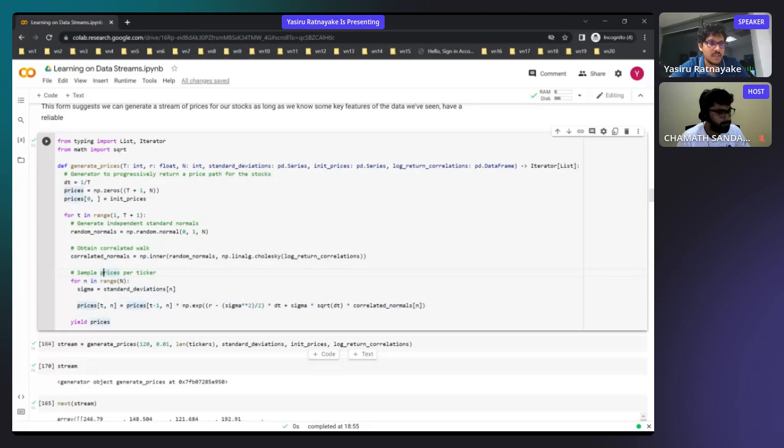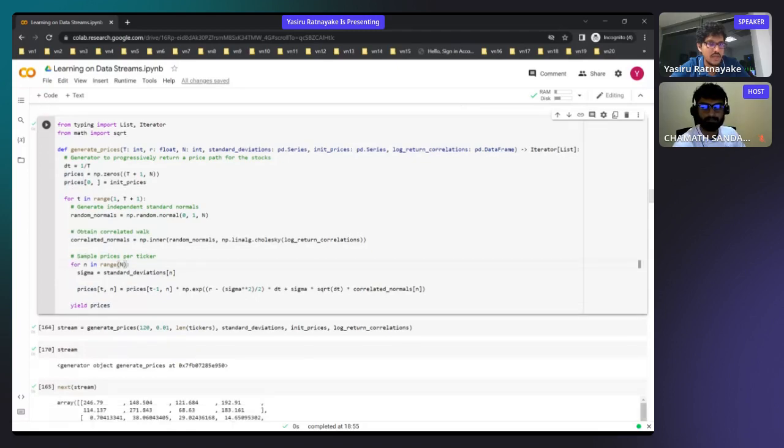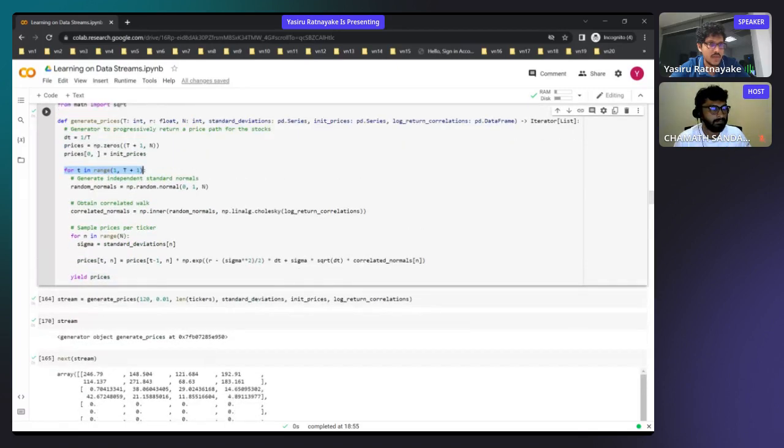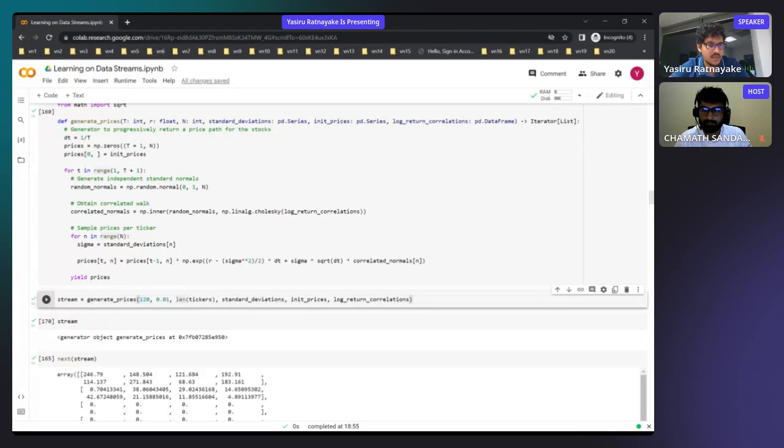What's happening here is that when you define the function this way, and it's a generator because we use yield, you can progressively ask for values from this function. Even though the function is defined for this whole range of the loop, you don't have to get it all at once. You can get the prices one by one. So I'm instantiating my function by giving it the arguments that it expects, and then there's this thing called stream.